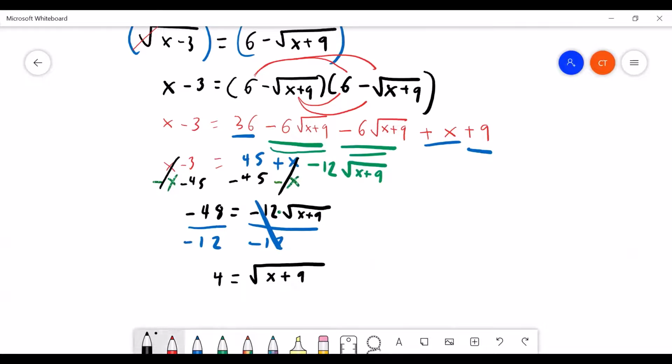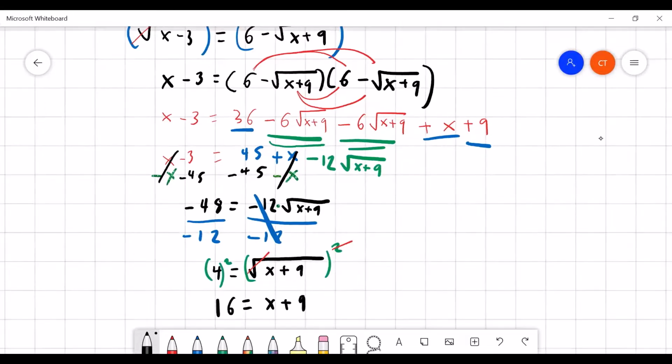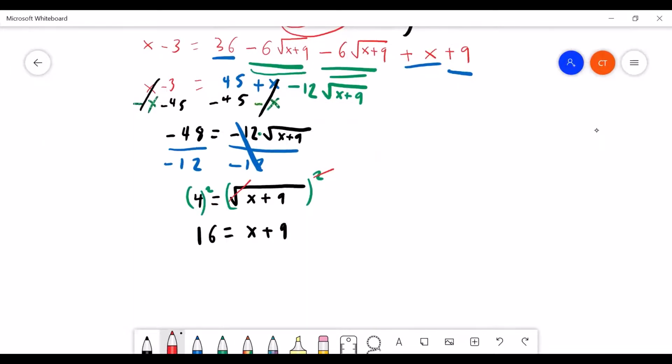We are really close to an answer. To get rid of your square root, we are going to square both sides again, even though we did a few steps ago. The square root and the square will end up canceling. You're left with 16 equals x plus 9. Subtract 9 from both sides of the equation to get that x is equal to 7.